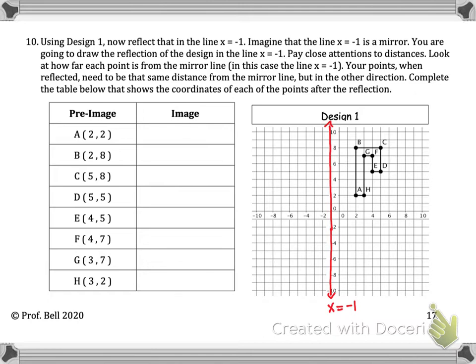So for example, A is 3 units away, so A prime needs to be 3 units away. So B prime would be up here, 3 units from the line x equals 1. And I'm going to trace around the edges of my picture.